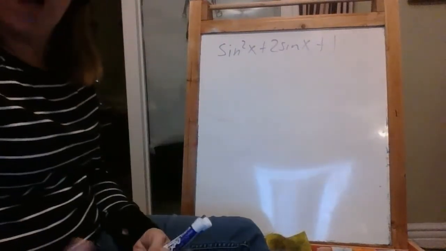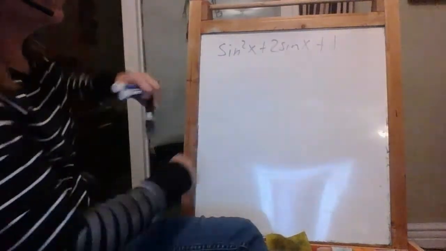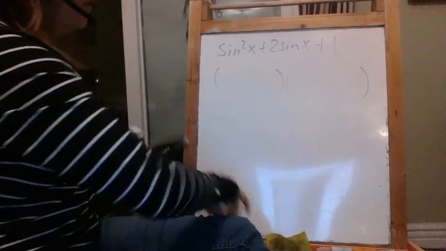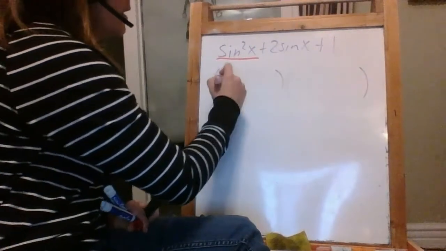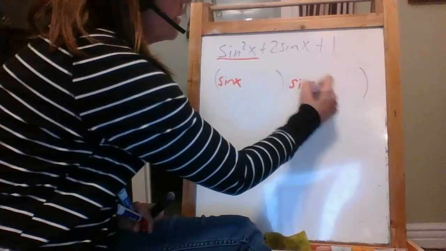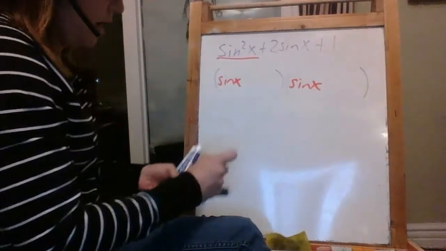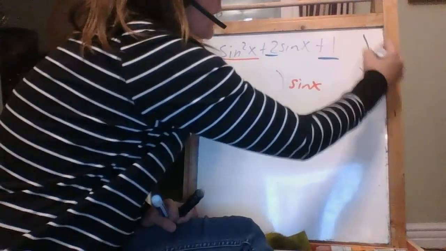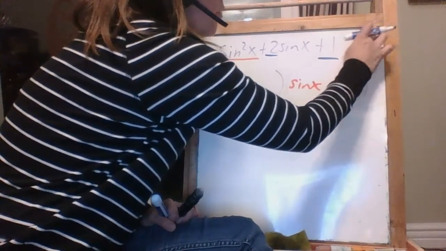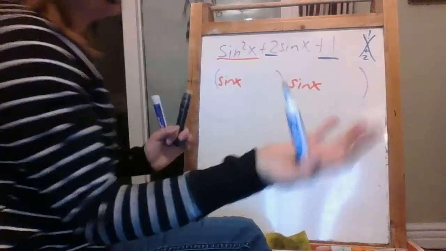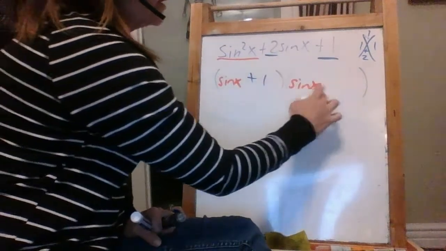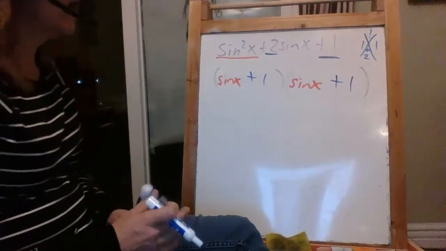So remember, you can always pause the video at any point in time. If you say, hey, I want to try this on my own, pause, try it, and then you can check. So moving into our two factors, sine squared x is going to be sine x times another sine x. That'll give us our sine squared x. And now what multiplies to 1 and adds to 2? That's going to be 1 and 1. So my two factors are going to be sine x plus 1 and sine x plus 1 as well. So that would be how we would factor that.